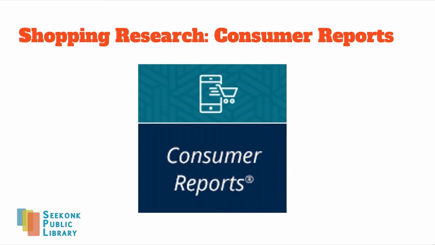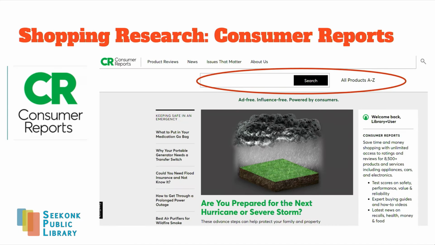Next, I want to talk about doing shopping research, or rather shopping smart. And the resource that we want to go through next is Consumer Reports. By clicking on the Consumer Reports icon on our website and logging in, you'll be given full access to the consumerreports.org website. Now, you could just go directly to consumerreports.org, but you're going to find that a lot of that information is locked. So you do want to start from the Seekonk Library website, that's seekonkpl.org. Enter in your library card, and you'll be able to have full access.